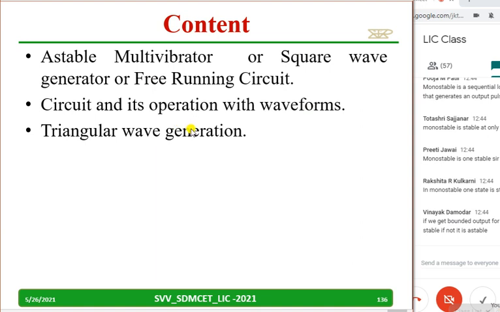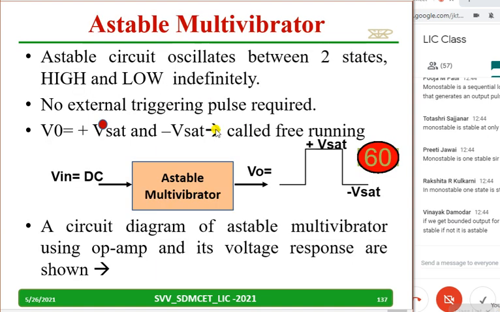And also we have to discuss a triangular waveform, how we get it. And an astable circuit oscillates between the two states. What are those two states, sir? High and low. Indefinitely it will just move. No external triggering is required for this. What it will do, output voltage will be, once it will be plus Vsat, minus Vsat, plus Vsat, minus Vsat, plus Vsat, minus Vsat. You will get a free running square wave. This is an astable multivibrator, and a circuit diagram of astable multivibrator using op-amp and its voltage response we are going to discuss in the next slide.